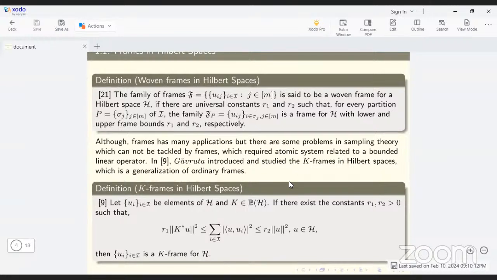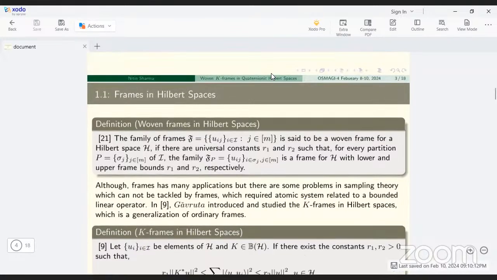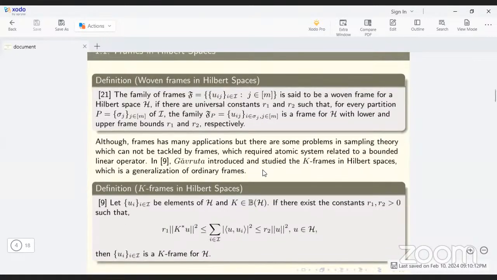As in yesterday's talk, Professor Sumit already talked about woven frames in Hilbert spaces. Distributed signal processing is the main motivation for these woven frames. T. Ambrose defined woven frames in 2016. We have taken M families of frames in a separable Hilbert space. If there exist R1 and R2 such that for any partition of I, this family F_sigma forms a frame for H with lower and upper bounds R1 and R2, then we will say this family of M frames is woven frames for the Hilbert space.